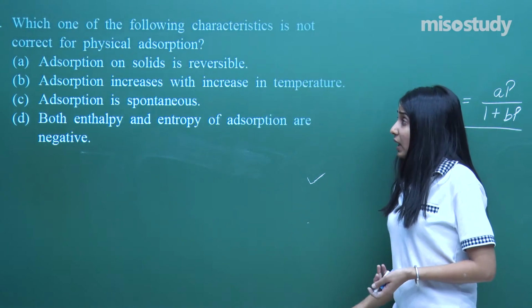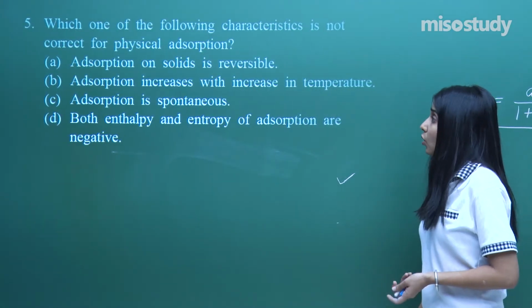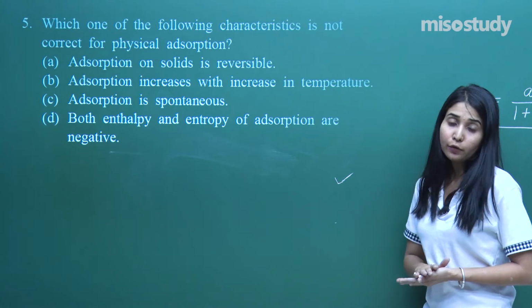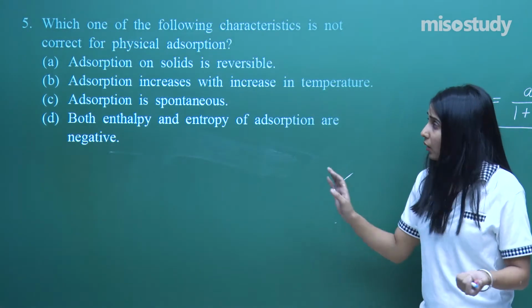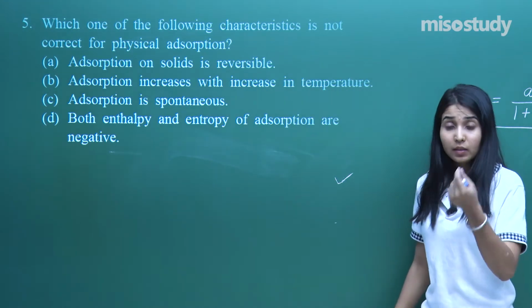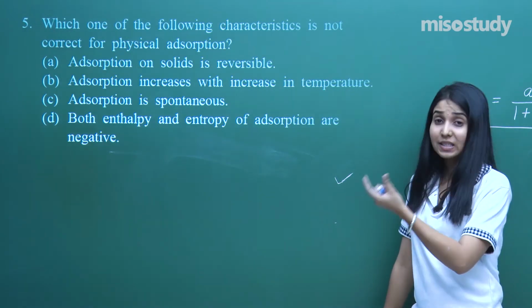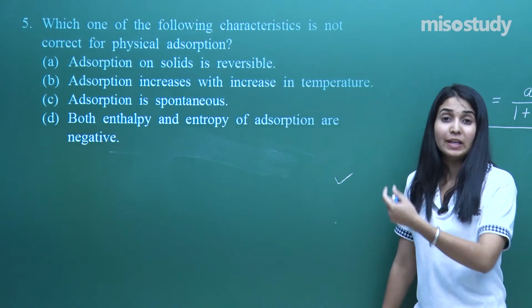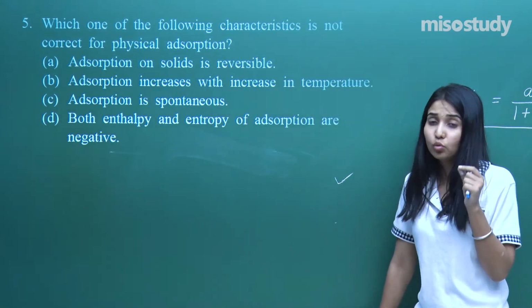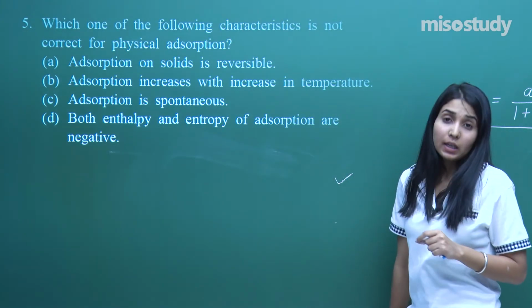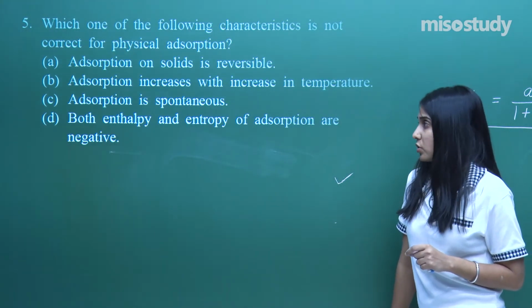Then coming up to the next one, it says: which one of the following characteristics is not correct for physical adsorption? Over time, again and again, they ask you questions on physical adsorption, chemical adsorption, Langmuir or Freundlich, right? So you have to do that very carefully. Now, it says that it is incorrect. If I read out the options, what does it say?